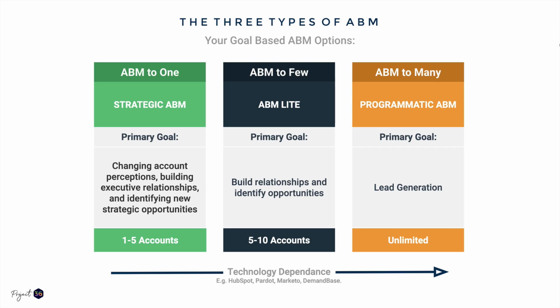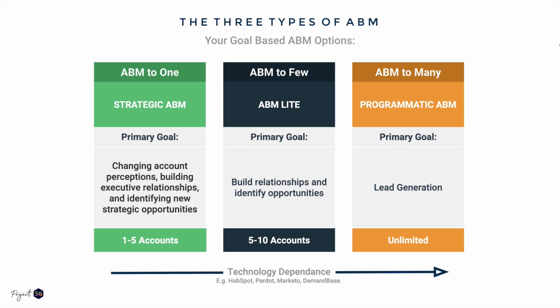ABM to few, or ABM light as we call it, your primary goal here is to build relationships and identify opportunities. At this point you're going to start wanting some automation software, something like HubSpot or Pardot or Marketo, and you're going to want to handle between 5 to 10 accounts. Now in a minute we're going to talk about the key decision making unit, or the DMU. So you may only have 10 accounts and you think, well, that's very manageable, but within each of those accounts you could have 10, 15, 20 people. So straight away you can see, 10 times 10, you've got 100 pieces of information that need to be tailored already. Then they've got the sales funnel behind that and the content flow, so it can get very large very quick. So this is when you'd want to start introducing technology.